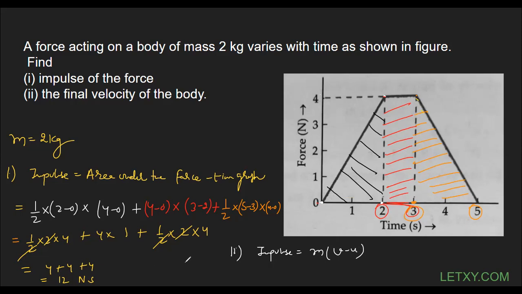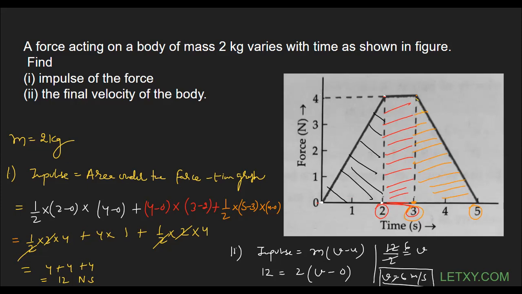Impulse, we have just calculated impulse. It is 12. What is the mass? You can see the mass is 2 kg, right? V, what is V? We have to calculate. U is 0 because in the beginning u is 0, right? Let me solve it. 12 upon 2 is equal to V, and it is coming out to be 6. So what is V? It is 6, not centimeter, my mistake. It is meter per second. Got it? So the velocity is coming out to be 6 meter per second.